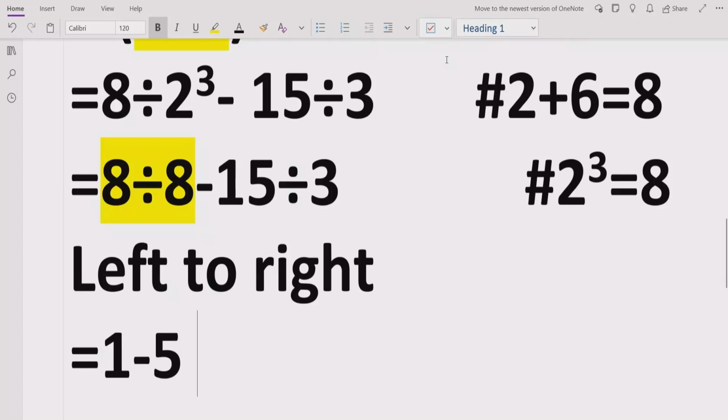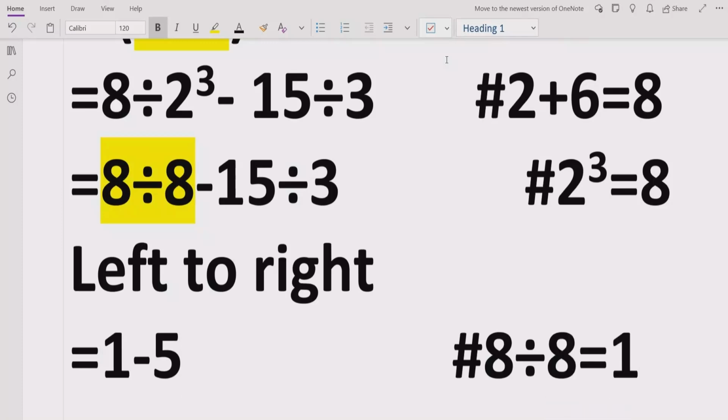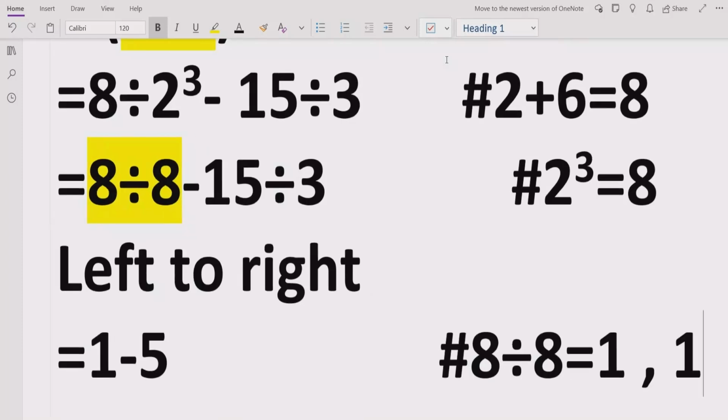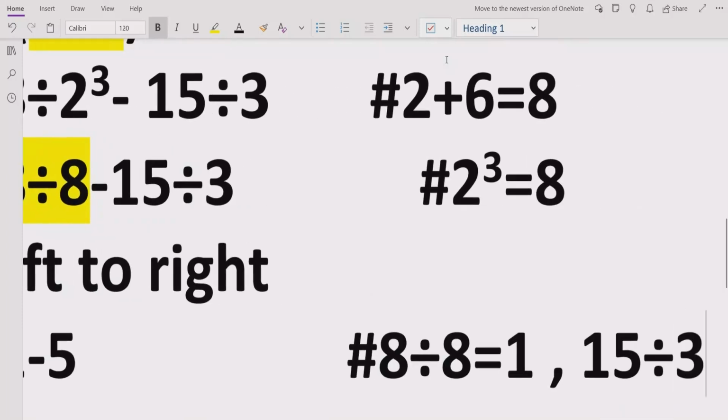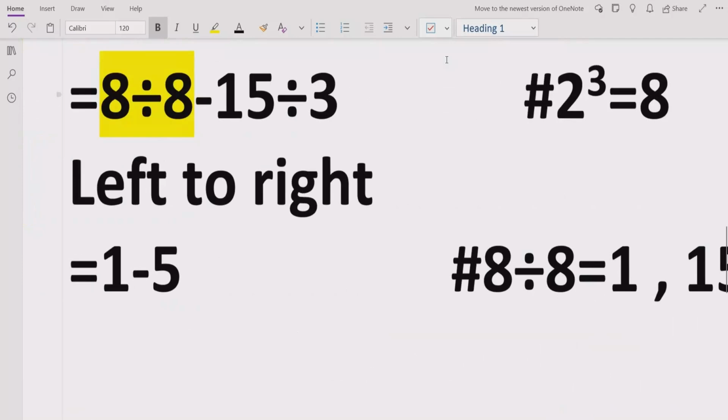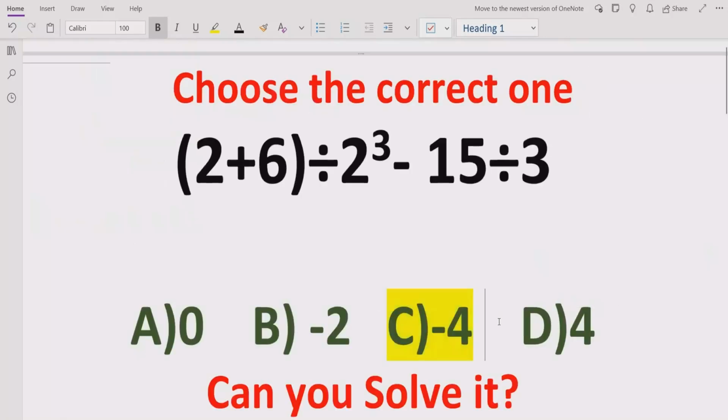It becomes 5. And now we have to give the reference 8 divided by 8 equals to 1. And 15 divided by 3 equals to 5. Now we have two terms which are subtracting each other. So we will subtract both of them and get the answer is -4. So the answer of the given expression is -4, which is C part. So if you see the answer list, so answer C is the correct answer of this expression.